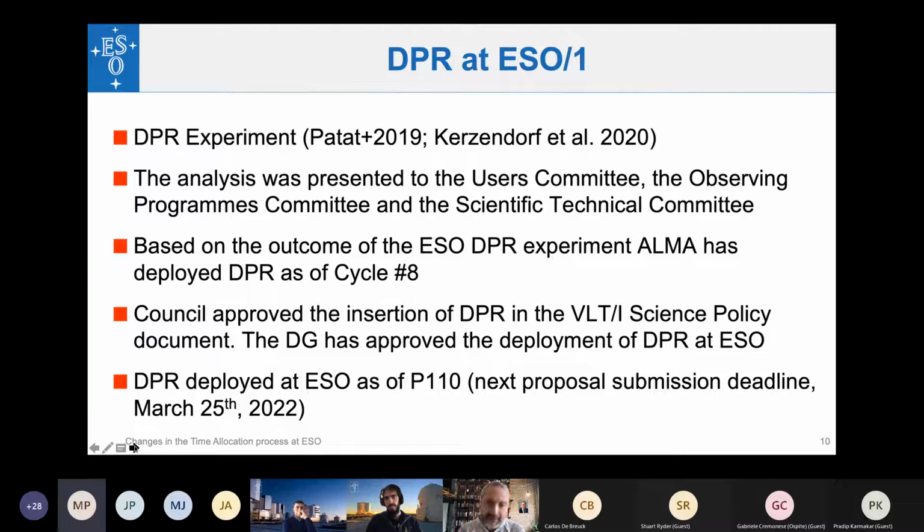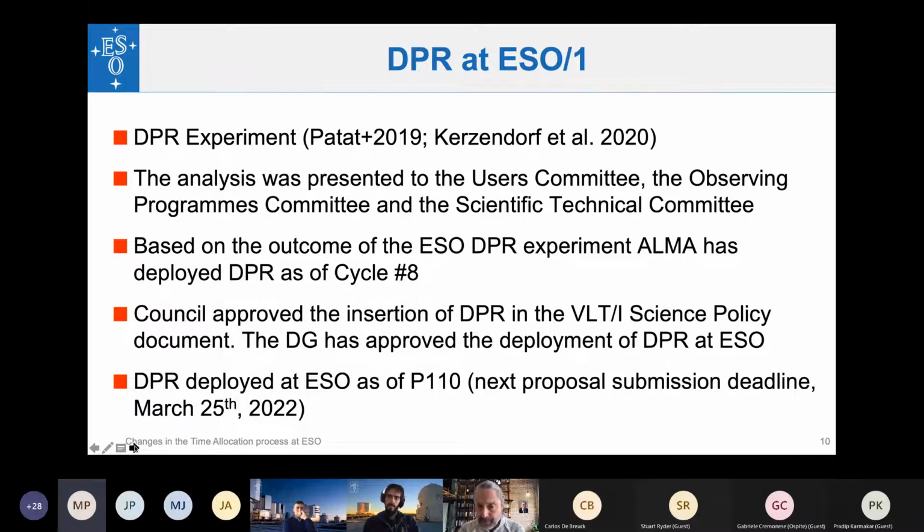They gave feedback, which we used, and based on the outcome of the ESO DPR experiment, ALMA, as a matter of fact, has already deployed DPR as of cycle 8. So the last cycle of ALMA was done in that way, and more than 80% of the proposals went through the DPR channel, and this may evolve even further in the future. I will spend some words on that for the ESO case.